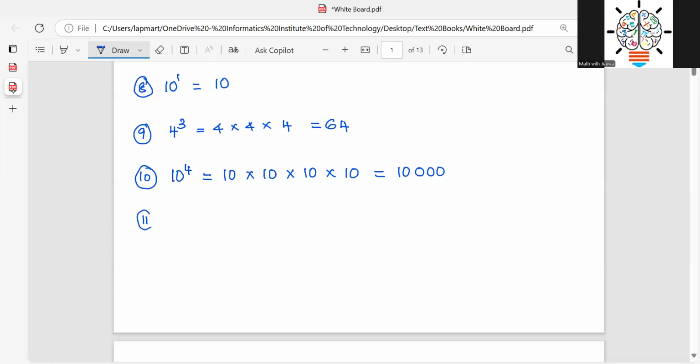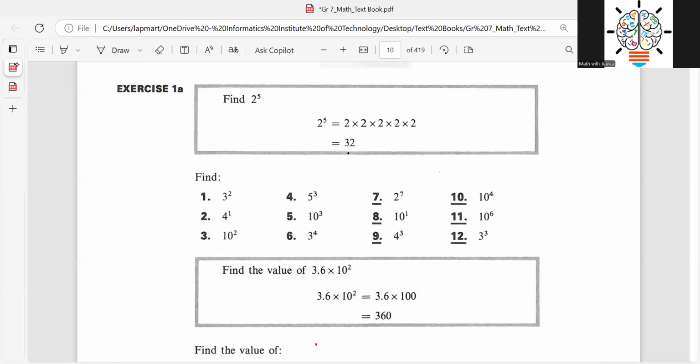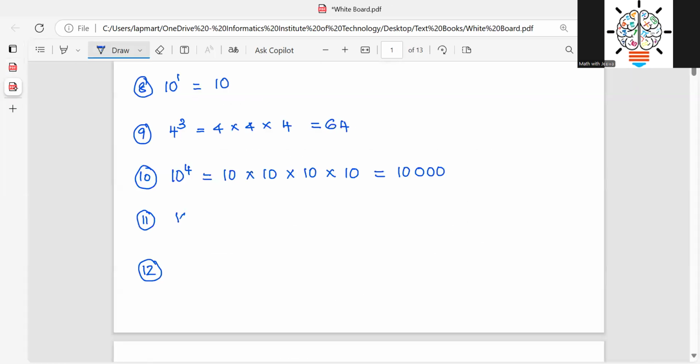Then I'll quickly do question numbers 11 and 12, even though I didn't ask you to do 10 to the power of 6. So you write 10 six times, 10 times 10 times 10 times.